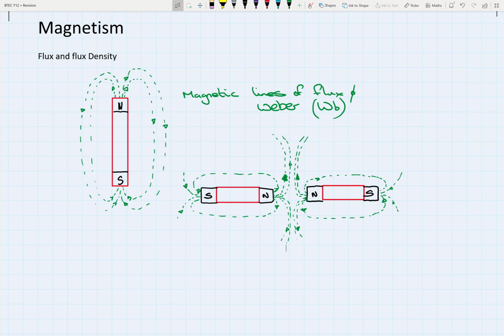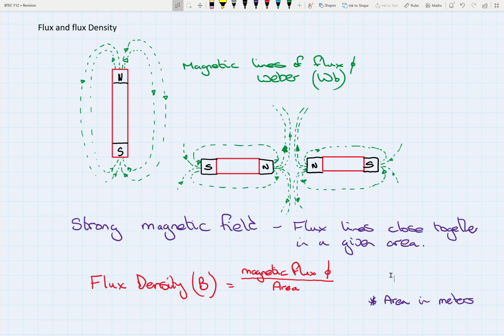Okay, so let's put this all together with a bit of a calculation. If we've got a strong magnetic field, we can define that using flux density. Flux density is the magnetic lines of flux, in Webers, divided by the area in square meters. The unit for flux density is the Tesla.